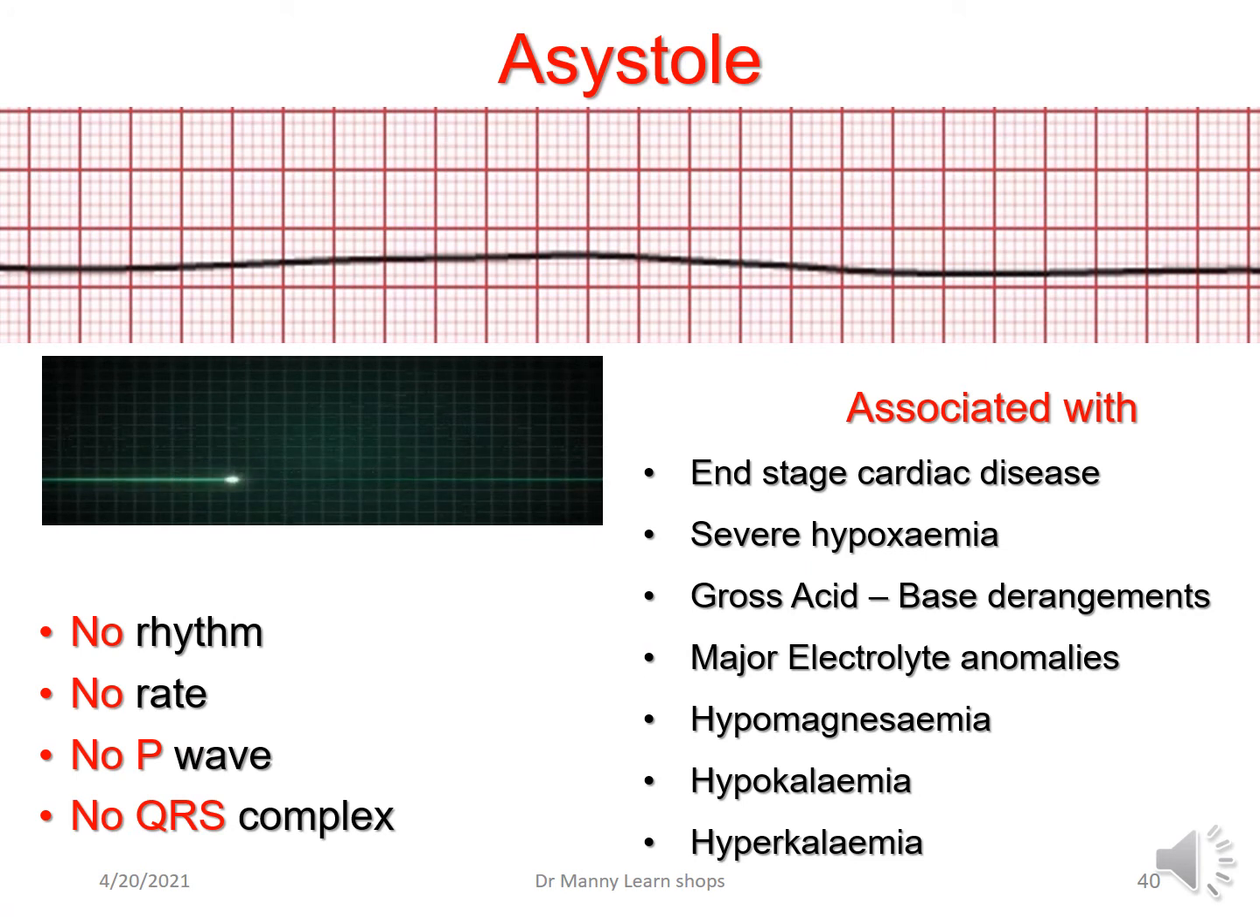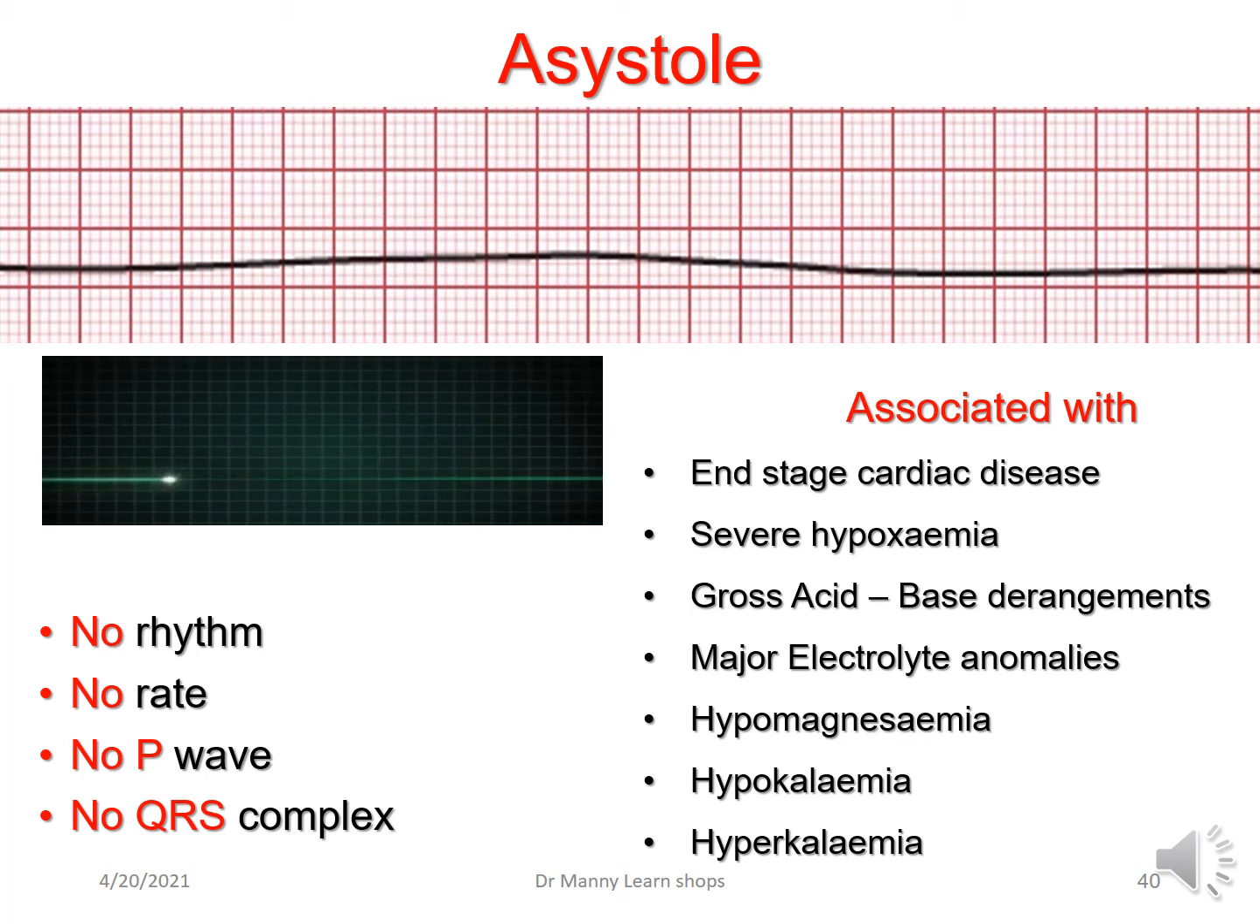Asystole, well, that's the end. This is typically associated with end-stage cardiac disease, severe hypoxemia. The heart is very dependent on oxygen, as is the brain. There's gross acid and base derangements. There are major electrolyte anomalies, which could include hypomagnesemia, hypo or hyperkalemia, and essentially there is no rhythm. There's no rate, there's no P wave, there's no QRS complex.